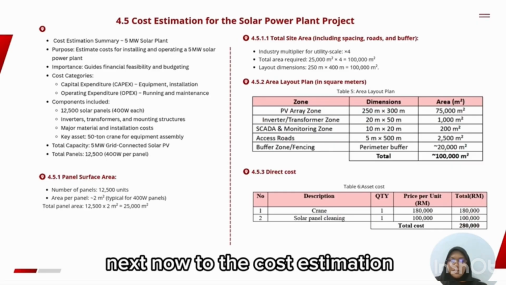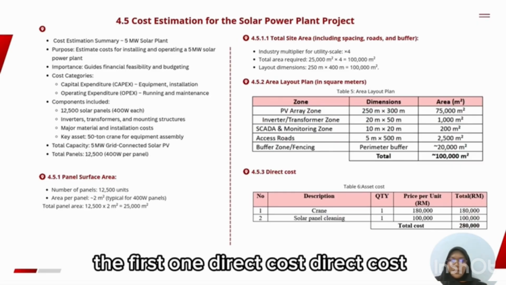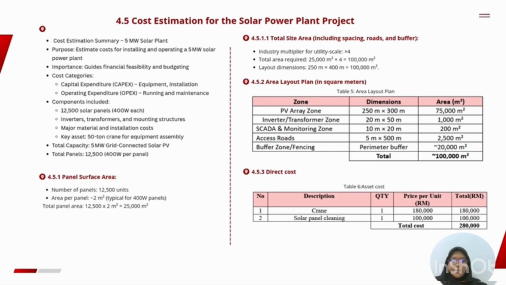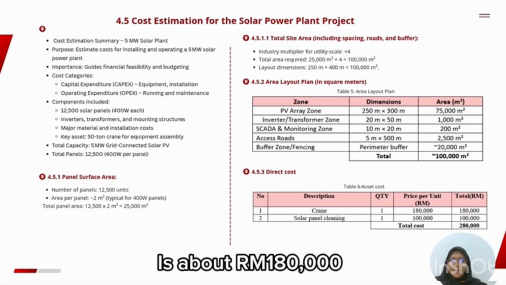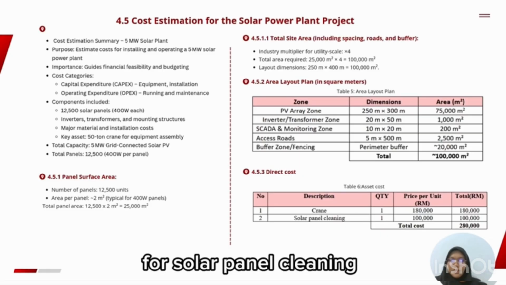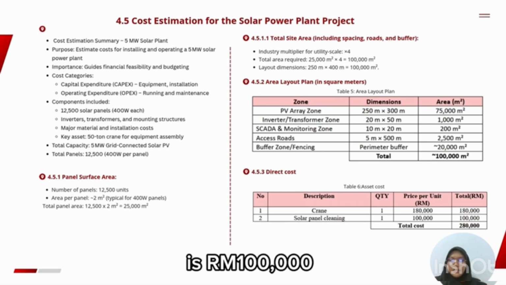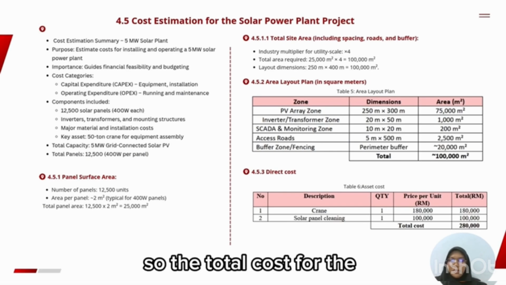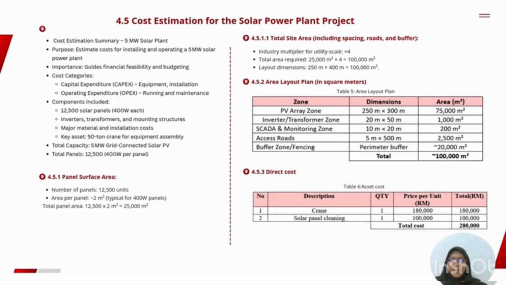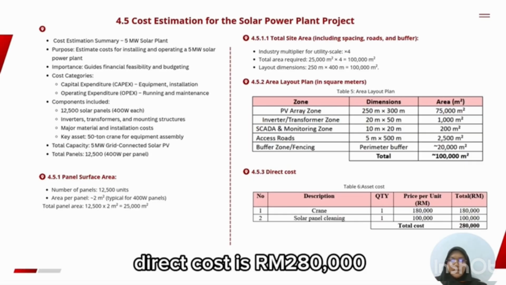Next, now to the cost estimation. The first one, direct cost. For direct cost, the crane is about 180,000 ringgit. Solar panel cleaning is 100,000 ringgit. So the total for the direct cost is 280,000 ringgit.